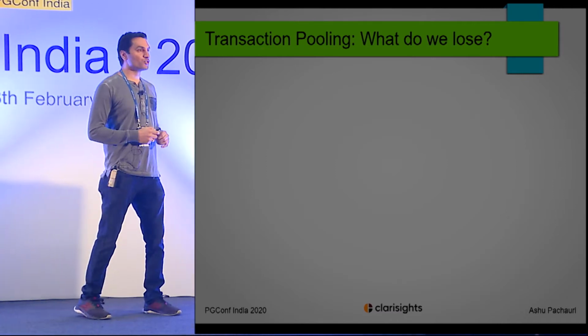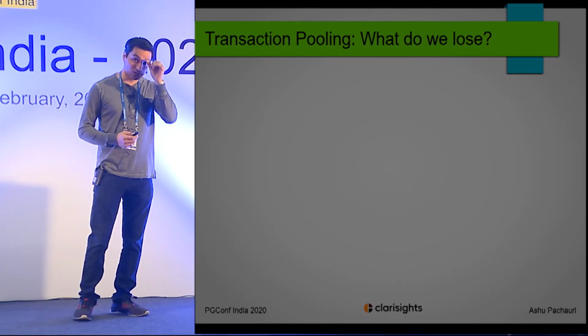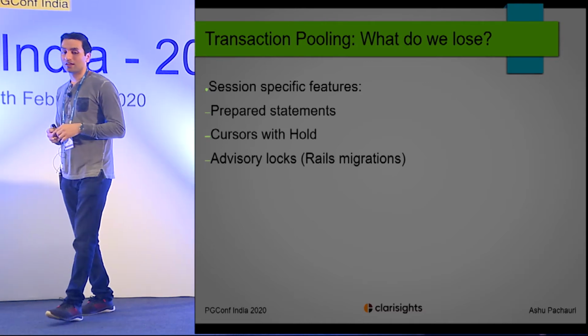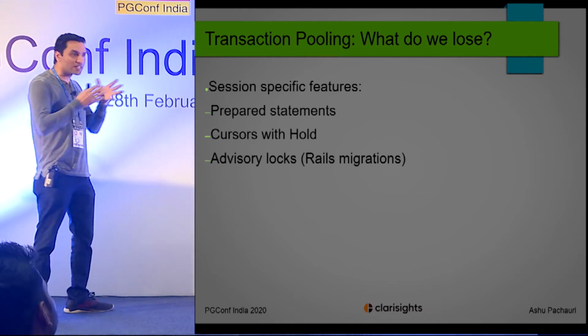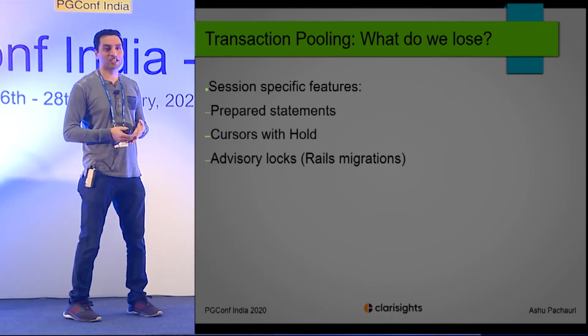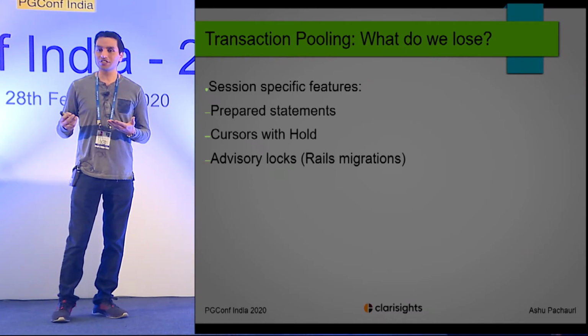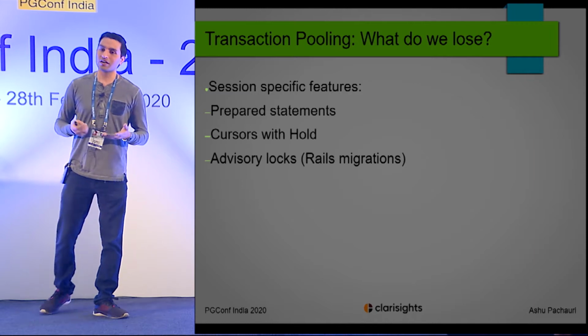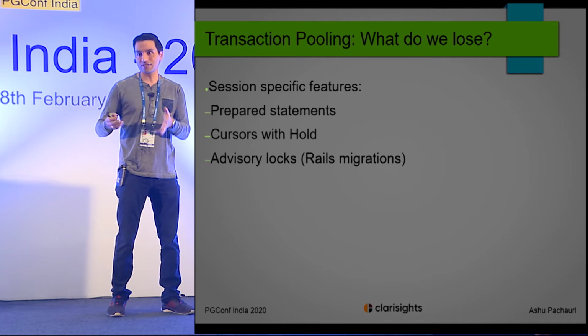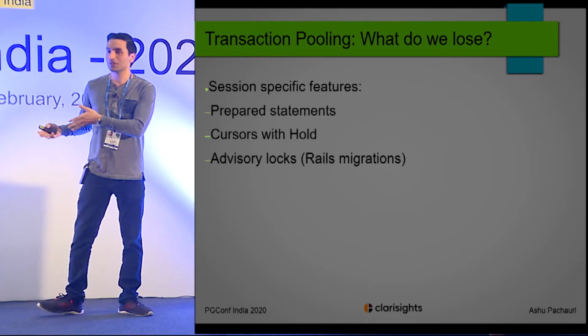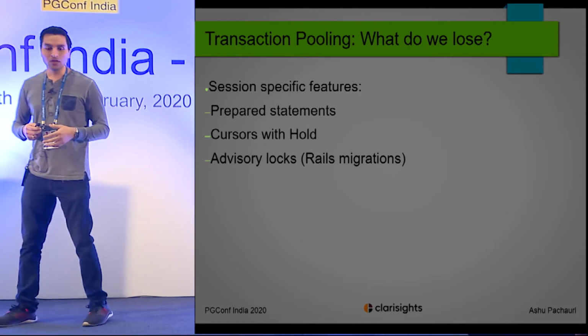But it's not a win-win situation. We do lose something by using transaction pooling in PgBouncer. We lose all the session specific features basically. Anything that works in a single session in Postgres, that is what we lose. So prepared statements are not available. Cursors with hold, not available. Advisory locks, they are used by Rails migrations. The reason I mention Rails is because we use Rails in our backend app.